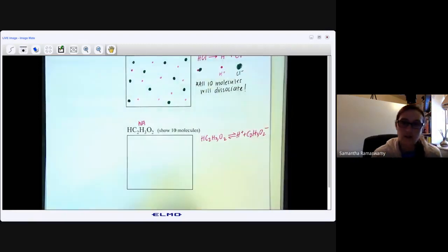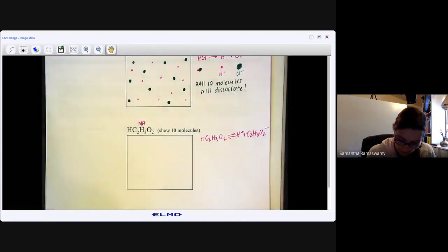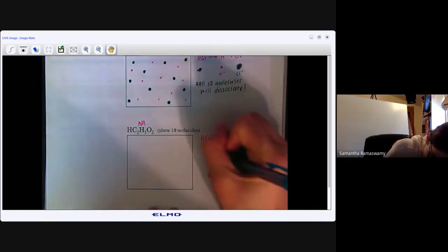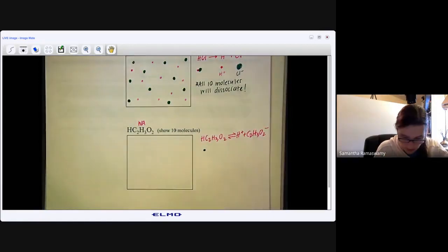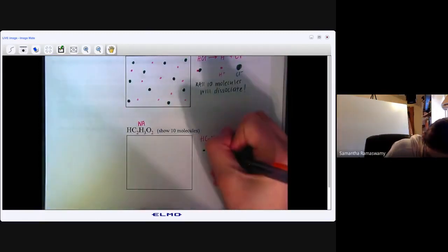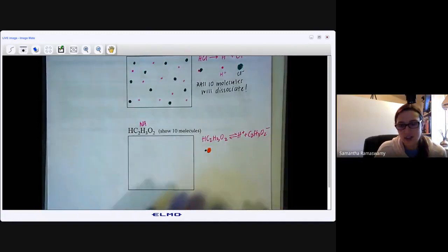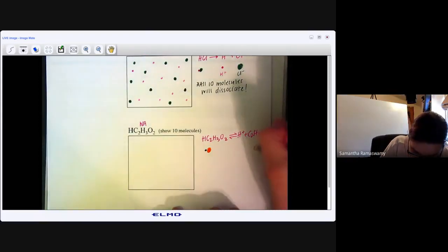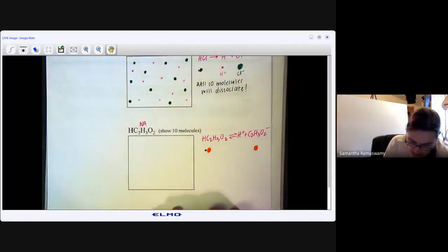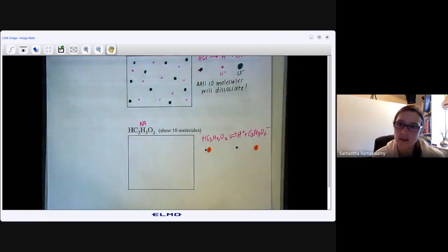Right? H plus, C2H3O2 minus. So I'm going to simplify this a lot more. I'll use orange. So I have H plus. I'm going to use a large orange dot for acetate, so I'm really simplifying acetate to just be one dot. Right? So here's acetate. Here's H plus. H plus is just a small blue dot. Acetate is a large orange dot.